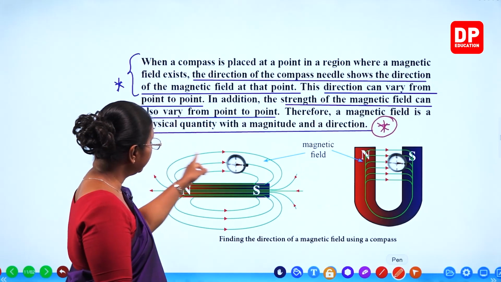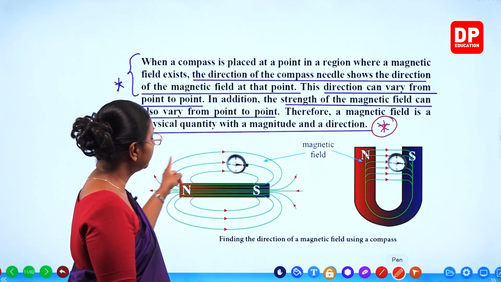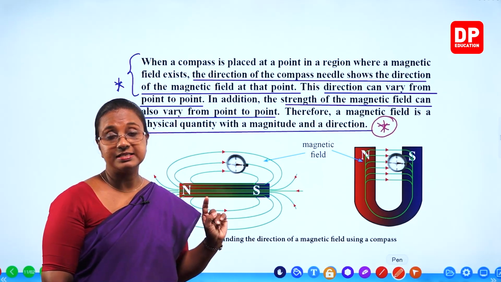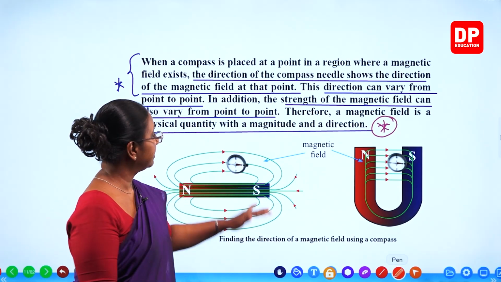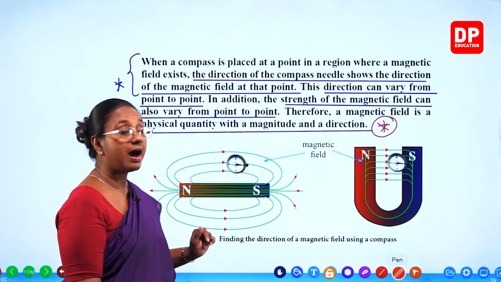Like that, we do it at different points, and thereafter, when you connect those points, you will get these magnetic field lines. Then you can observe that there is magnitude and direction. This is for a bar magnet.